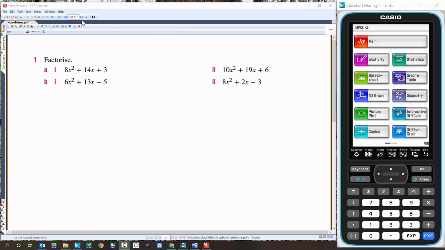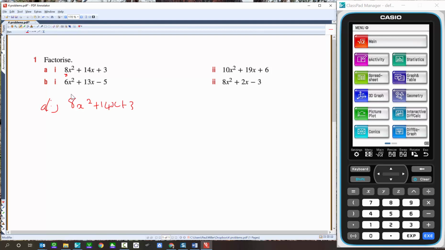Alright, in this video what I'll do is go through the factorizing technique for non-monic trinomials. So the technique works a little bit differently when there's a coefficient other than 1 here. So let's do this first problem, A1. So I've got 8x squared plus 14x plus 3.